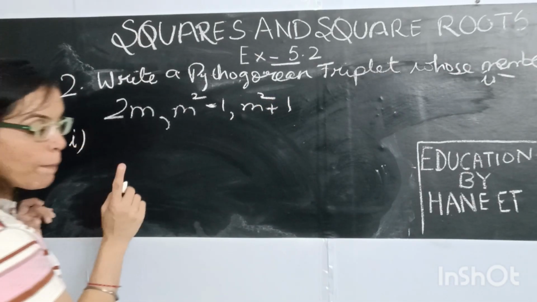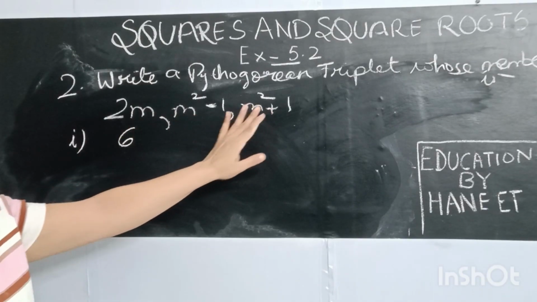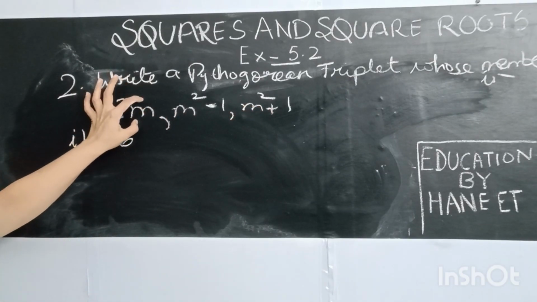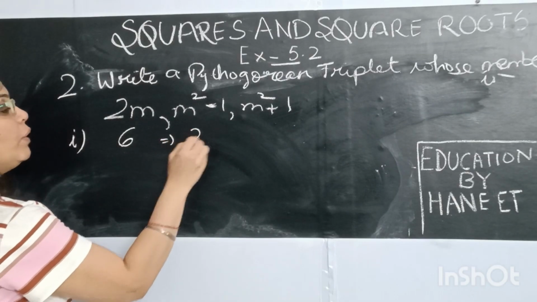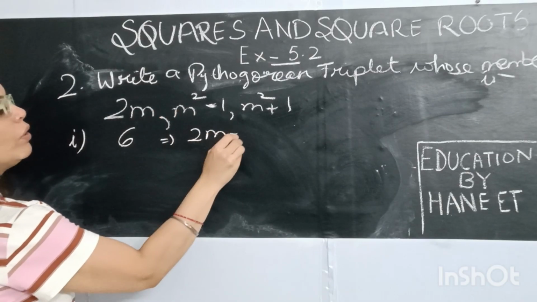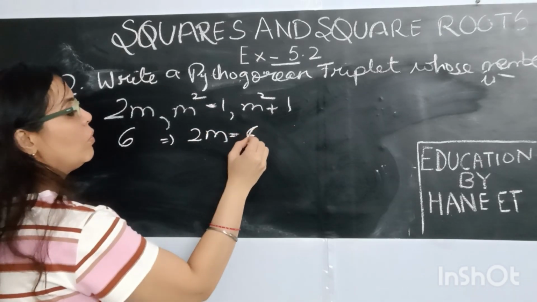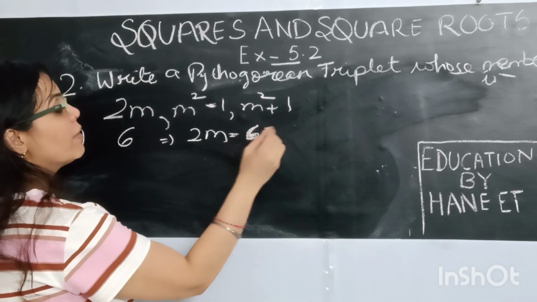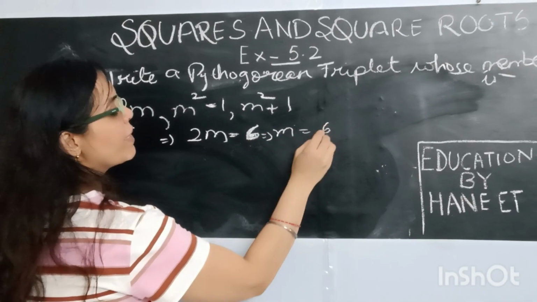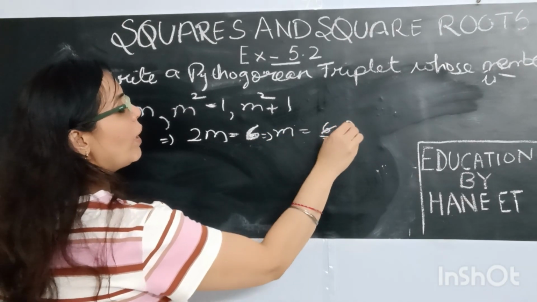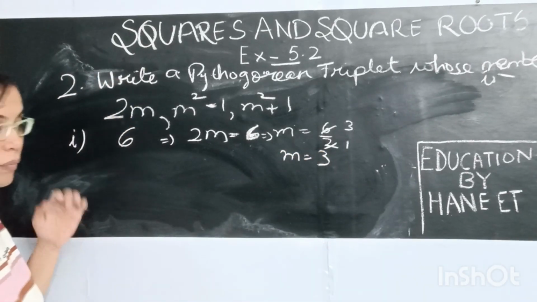So now let's see the first part. The first member is 6. Now to find these three numbers, we need to find this m here. So how will we find this m? We will write 2m is equal to 6. We will do the same pattern in all the questions. So algebraically, m will be 6 upon 2, which will be 3. So we have found m as 3, right?